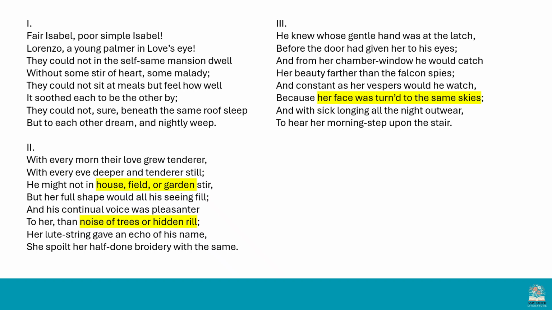Just a little note on this setting before we move on. We've got quite a natural setting here. You can see that highlighted in yellow. We've got the house, that is true, but also the field and the garden, the noise of trees. You can imagine the leaves whispering in the wind. A hidden rill. A rill is a stream. So we've got the kind of gentle noise of water rippling in the background. And then we've got the skies as well. So this setting is really idyllic. It's uninterrupted by social constraints, by social expectations.